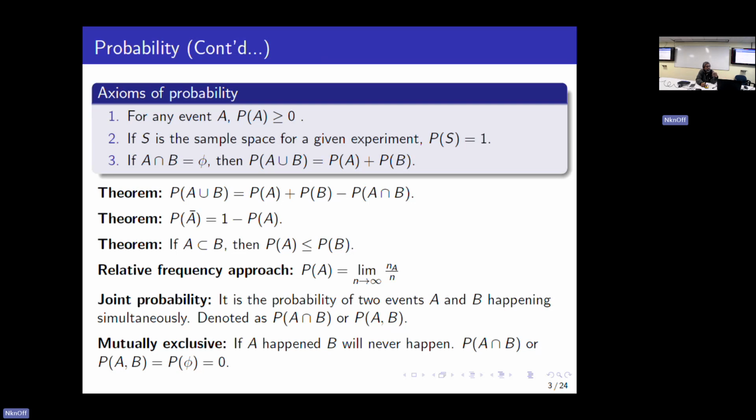Then the theorems. You see, the probability of A bar equals 1 minus the probability of A. We know it. And another theorem: if A is a subset of B, then the probability of A is less than or equal to the probability of B.